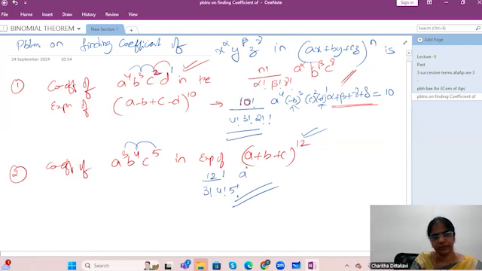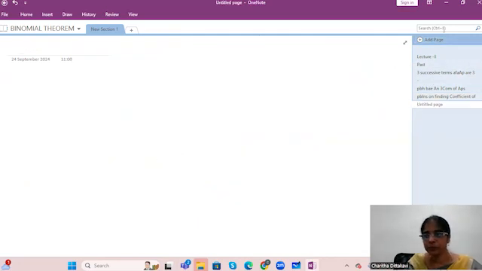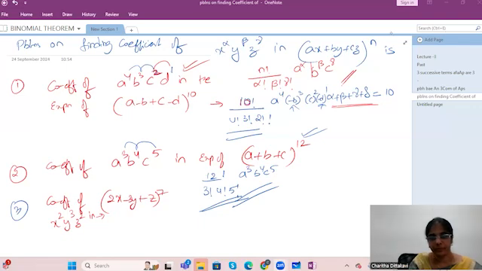Times a power 3, b power 4, c power 5. So the coefficient is the same as writing this. Now we are going to go with another problem. Yeah, so think about this question.